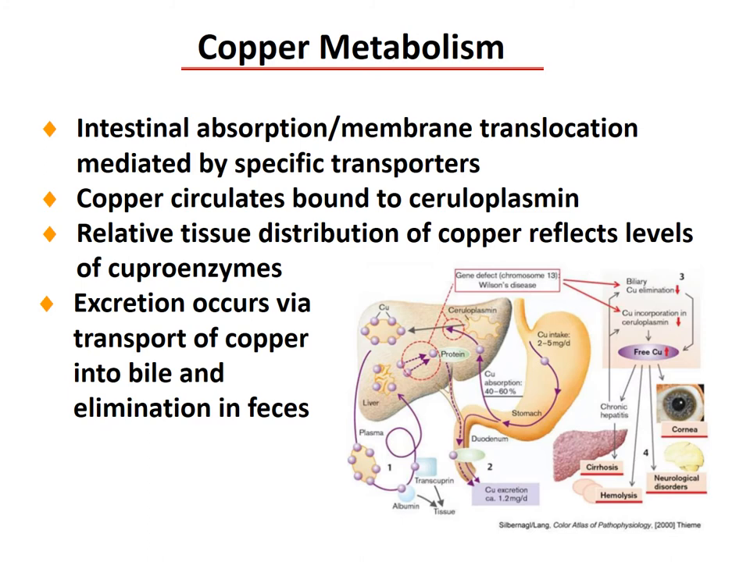Copper metabolism. In the intestine, membrane translocation is mediated by a specific transporter system. Copper circulates bound to ceruloplasmin. Relative tissue distribution of copper reflects levels of copper enzymes. Excretion occurs via transport of copper into the bile and elimination in the feces.